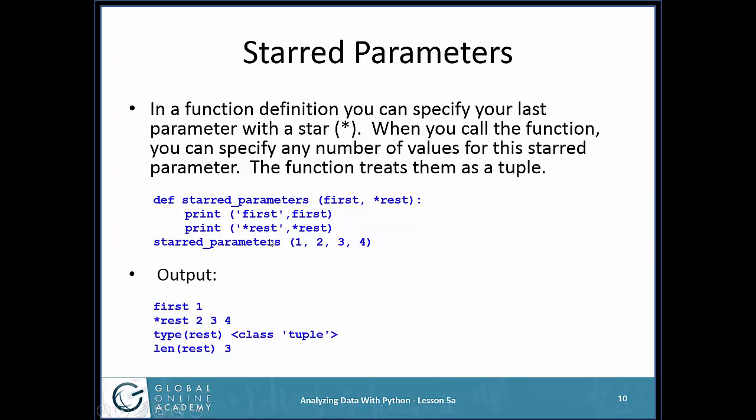So when I do starred parameters, giving it 1, 2, 3, and 4, 1 goes into first, and the tuple, parenthesis 2, 3, 4, goes into the variable rest. So what gets printed out? First one, rest 2, 3, 4. And if inside the function I had typed in what is type rest, it would tell me it was class tuple. Notice rest without a star. If I did what's the length of rest, it would tell me 3. So these two things I just typed in for you here to show you what those values are, even though the function didn't print them out.